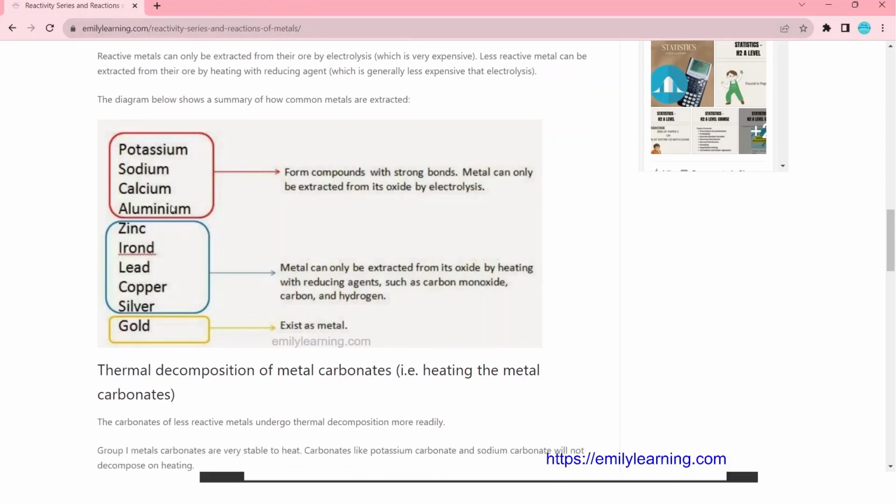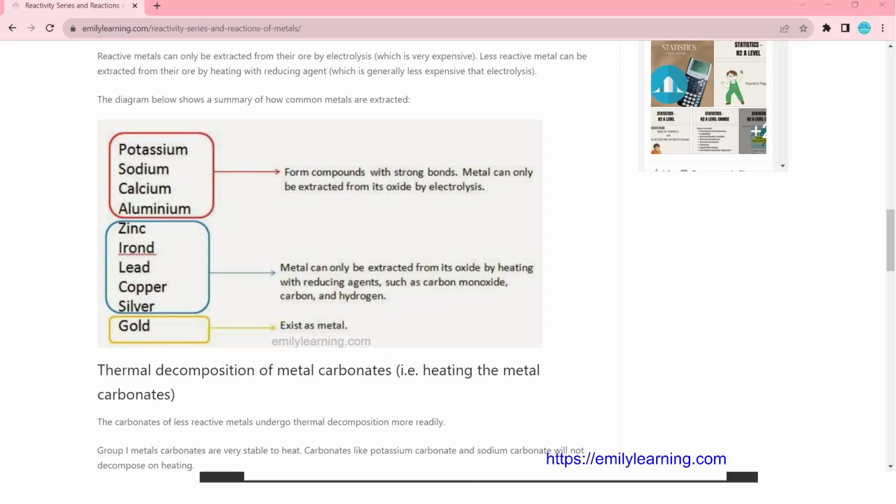So basically, for these metals here, potassium all the way up to aluminium, you can only extract them by electrolysis of their molten compound. But from zinc onwards, you'll be able to extract them by heating with a reducing agent. Then for very unreactive metals, they just exist by themselves.